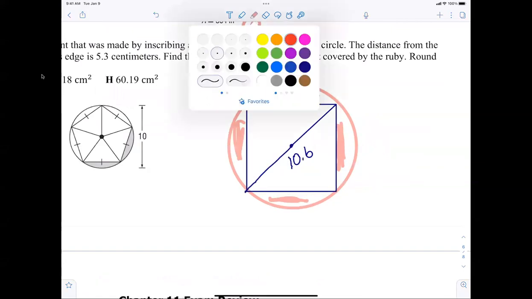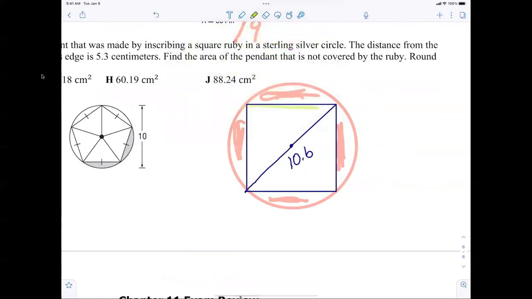Now, again, a lot of people forgot how to find this. How do I find this? What do I do? Just a 45-45-90, radical two. Yep, just divide by radical 2. Thank you very much. So 10.6 divided by radical 2 is the side length of the square. So now we want the area of the circle, which is pi r squared, minus the area of the square, side squared. Everybody agreeing with me?